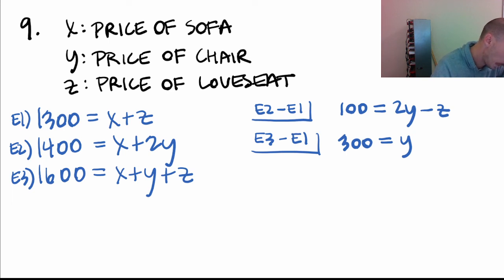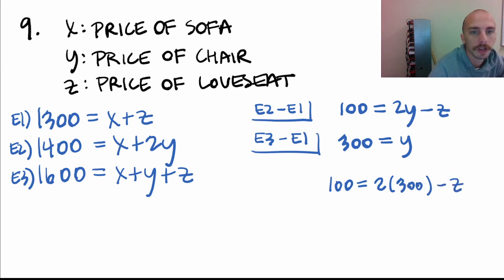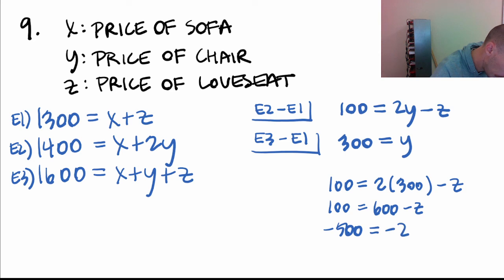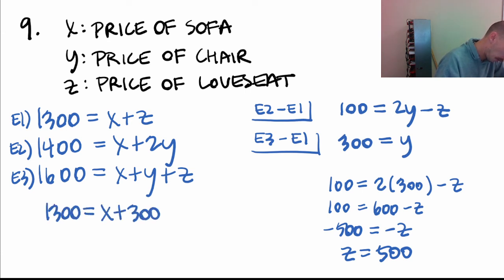Now, go back into equation 2 minus equation 1 to find z. So I'd say 100 equals 2y minus z. And so I'd get 100 is 600 minus z. Okay, and so I would subtract 600 from both sides. I get negative 500 is negative z. So z is feeling like 500. And then I need x, so maybe I'll do 1300 is x plus z. Yeah, that's going to be pretty easy. 1300 equals x plus 300. That's telling me x needs to equal $1,000.